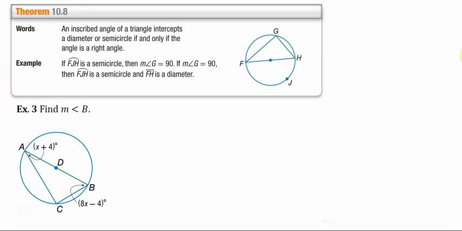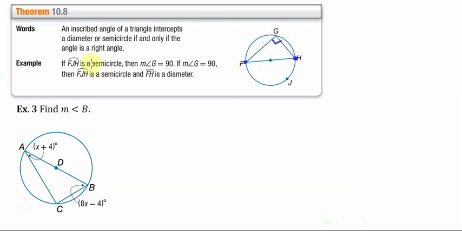All right, so we have one final theorem to talk about, theorem 10.8. These theorems don't typically have names, so I have a number assigned to it, but really we're just going to know how to apply these concepts in general instead of assigning theorem names. We're going to look at one final inscribed angle, but in this situation, the points of the inscribed angle are going to intercept the diameter. In words, we have an inscribed angle of a triangle intercepting a diameter, and we know that this happens if and only if the inscribed angle is a right angle.